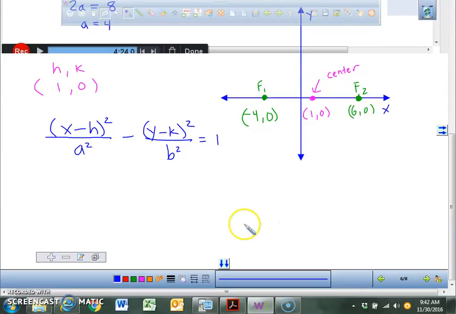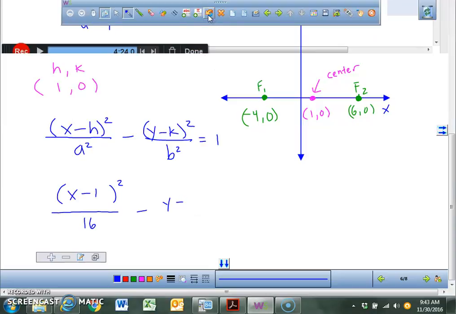Now we already have our h, k. And we already have our a squared, don't we? So what are we going to write? We're going to write x minus 1 squared over a squared, which is 16, because our a value was 4, minus y squared, I'm not going to put 0, I'm just going to put y squared, over, so what's the only thing we need? The only thing we need right now is our b squared.